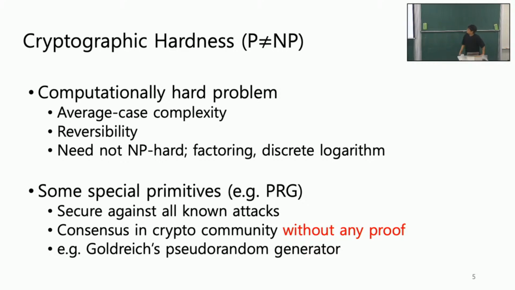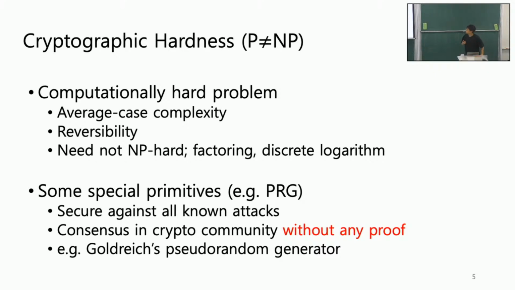Okay, let's start with cryptographic hardness. Informally, cryptographic hardness is classified into two types. One is the computationally hard problem, and the other type is special primitives such as random generators. As I said earlier, a computationally hard problem requires average-case complexity and reversibility. Moreover, it does not need NP-hardness. For example, factoring and discrete logarithm are well-known computationally hard problems, but many cryptographers believe that they are not NP-hard.